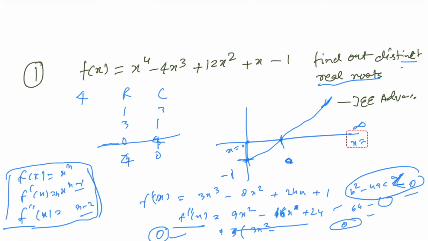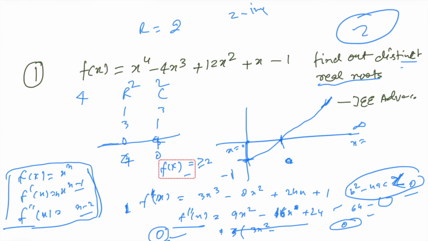So no real roots. So if this has zero real roots, this at least will have one real root, right? So it should have one real root. And if f prime x has one real root, then f(x) would have at least two real roots, right? So this has two real roots and two imaginary roots. So the answer is two real roots.